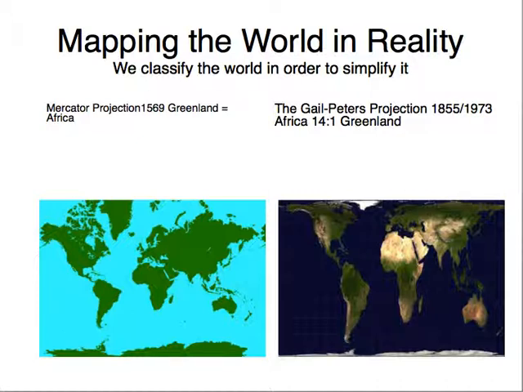Now, if you compare the two, one glaring difference, of course, is that in the old Mercator projection, Greenland is the same size as Africa. Well, that is just not the case. As you can see in the Gale-Peters projection, Africa is 14 times bigger than Greenland. So clearly the Mercator projection expresses a certain ethnocentrism, a Eurocentric view of the world, and there is Europe in the center of the world. It also enlarges the northern hemisphere and reduces the southern hemisphere.